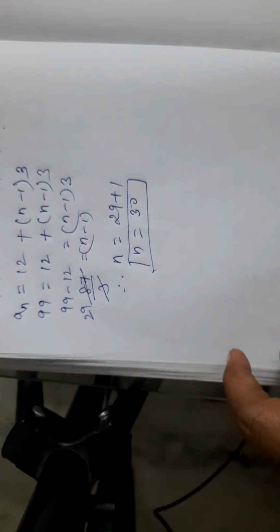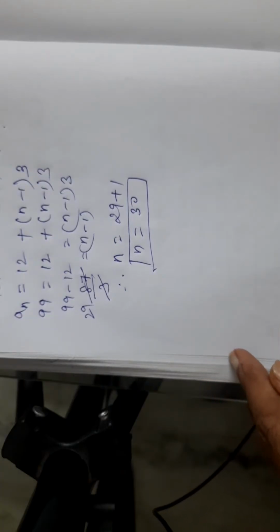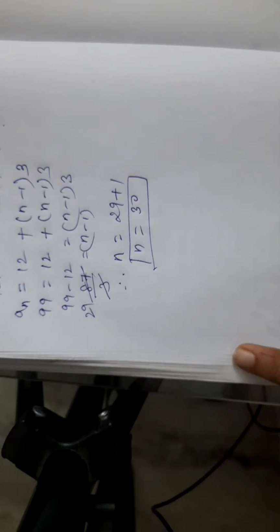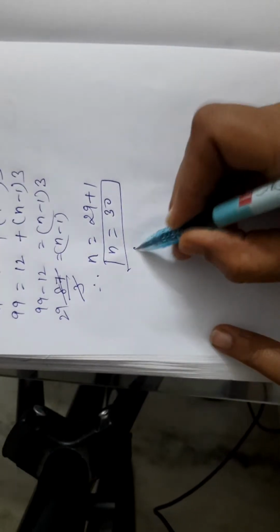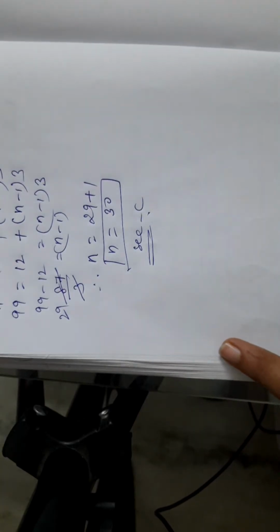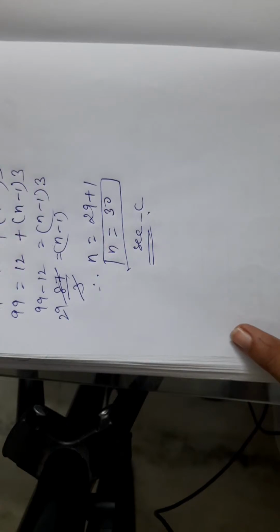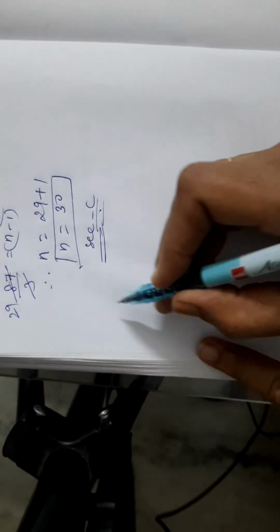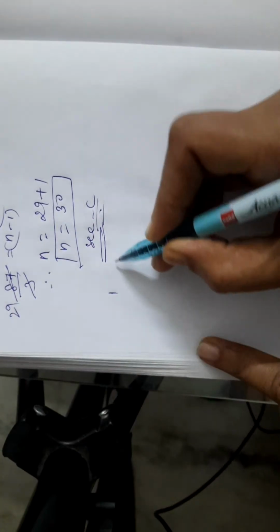Now, we completed section B. Now we need to start with section C. Section C, first question is given. Two dice are tossed simultaneously. Find the probability of getting an even number on both the dice. Here, as it is section C, you need to write the events. Two dice are there.